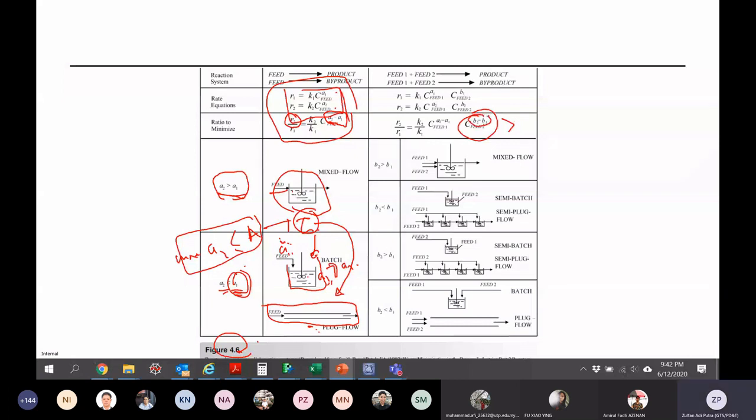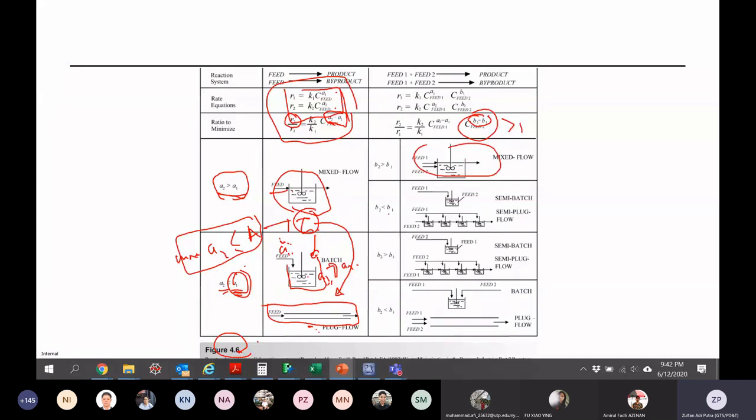This is a positive number, so this is bigger than 1. And the same way, in this case, just the same argument over here. So I cannot do anything with this B2 whatsoever. So I can just go to the mixed flow, see what happens.